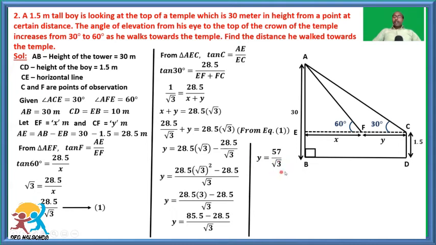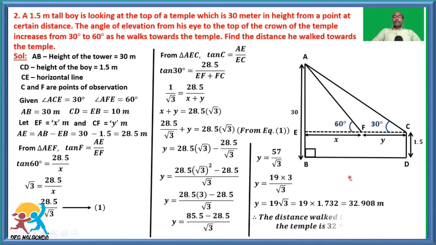As the denominator is root 3, we have to write 57 as the multiple of 3. That is 19 into 3. Now 3 can be written as root 3 whole square. So after cancelling one root 3, we get Y is equal to 19 into root 3. That is 19 into 1.732, that is 32.908 meters. So the distance he walked towards the temple is 32.908 meters.